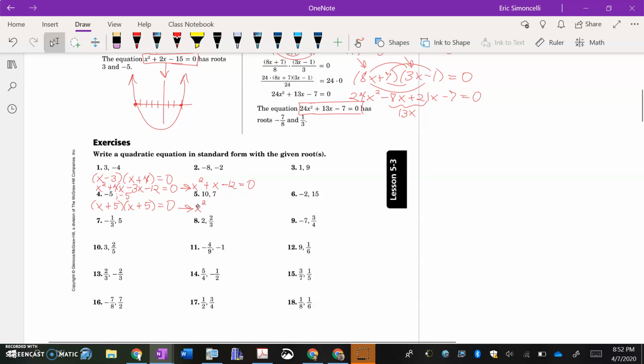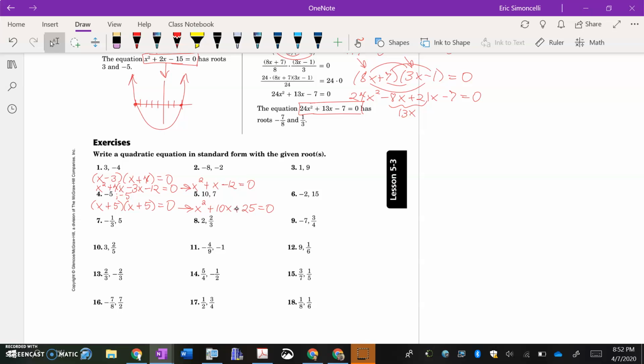So first, outside is 5x, inside is 5x. So there's a pattern. 2 times one of those is just, well, 5x plus 5x. Think about it that way, of course. And then last, of course, 5 times 5, 25. x squared plus 10x plus 25 equals 0.